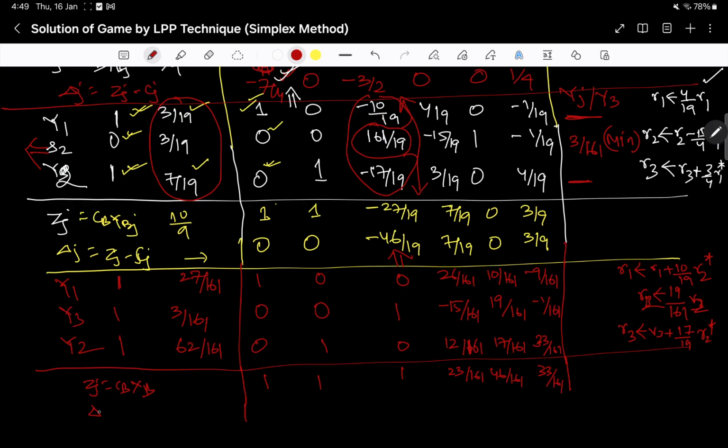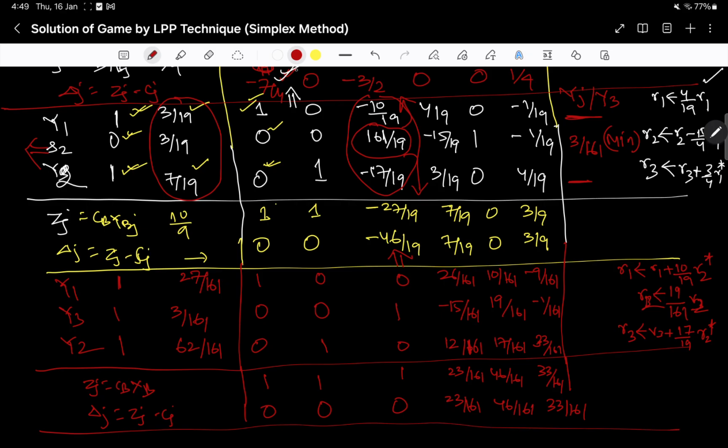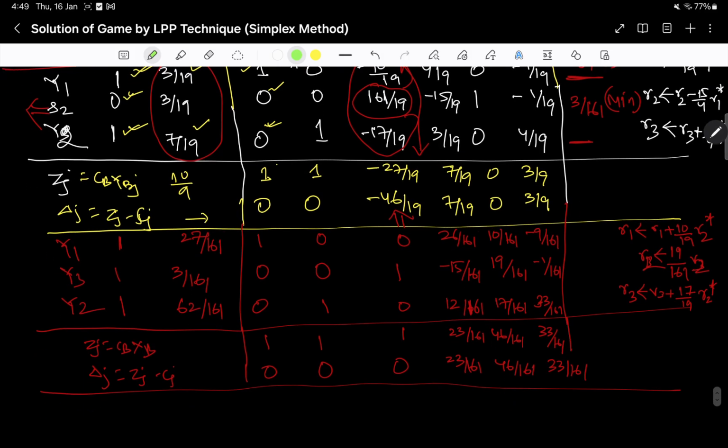So now here del J, the net evaluation, is ZJ minus CJ. It will be 1 minus 1, 0, 0, 0. And it is 23 by 161, and it is 46 by 161. It is 33 by 161. Your del J is positive here. You see, your del J is positive. So optimality is achieved. Okay. So you see, del J is positive here. So optimality achieved.